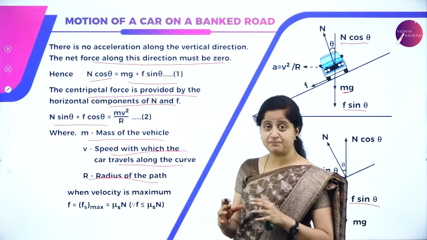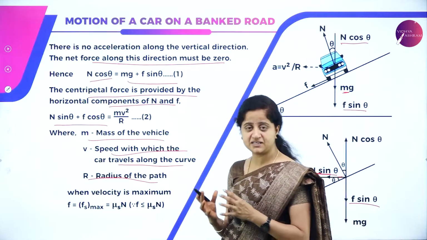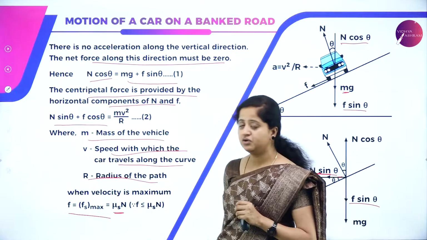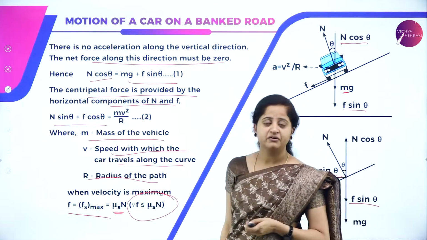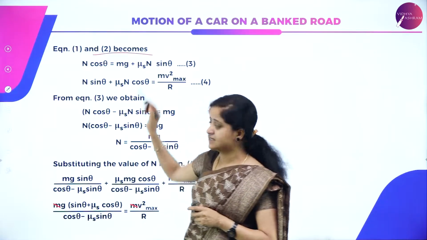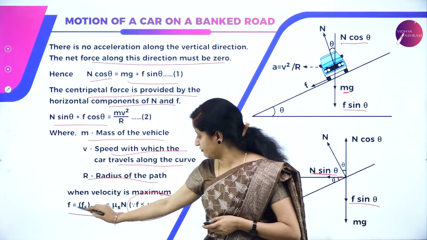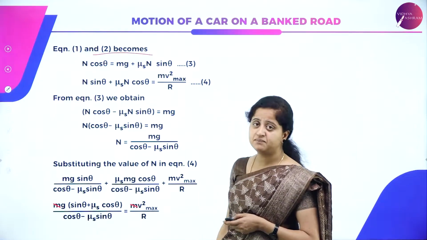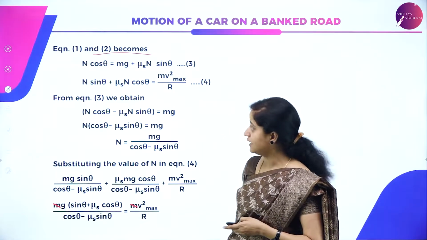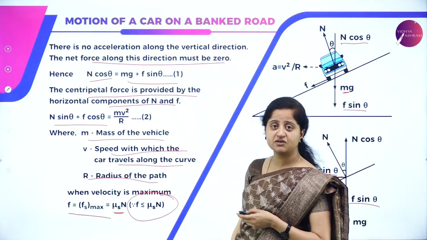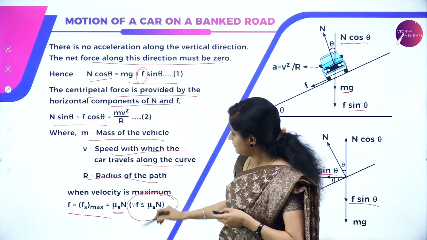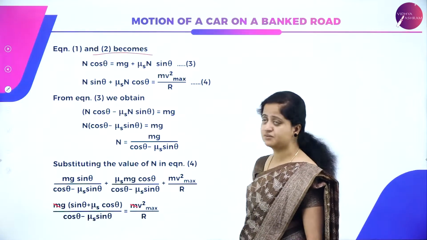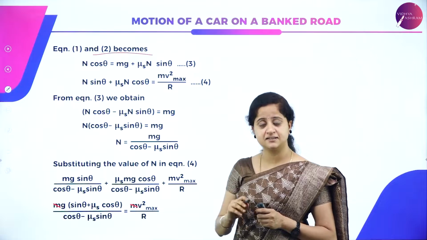When we have the maximum velocity, the force of friction is maximum, which is equal to mu s into N. This we got from the law of friction. Now, substituting the value of F as mu s into N in the first and second equations, we get N cos theta is equal to mg plus mu s into N sin theta. Why? Because in the first equation we have F, so in place of F I am substituting mu s into N. Let us call it the third equation.